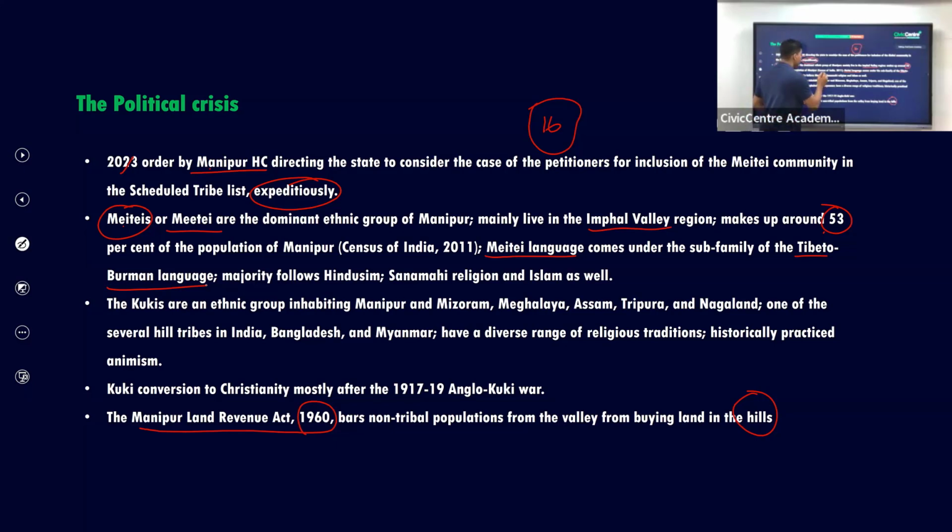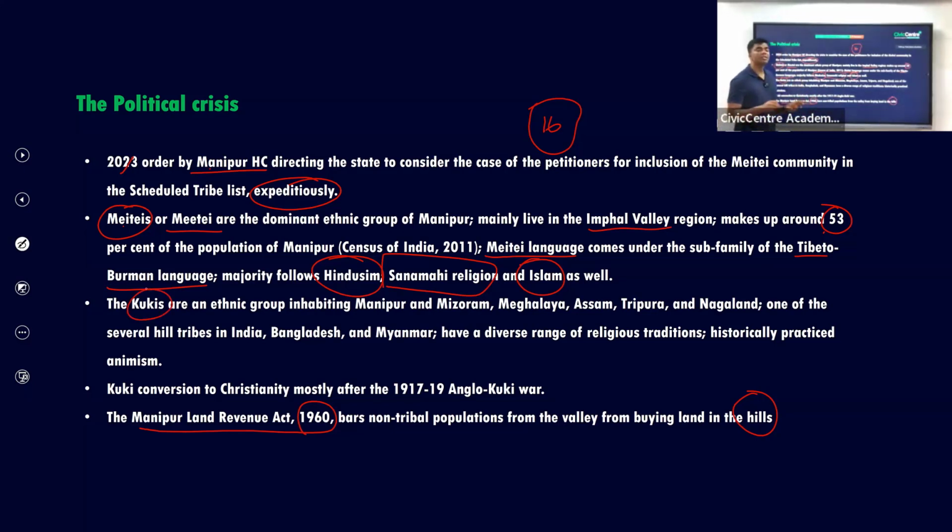The majority of them presently follow Hinduism. We said how Chaitanya Vaishnavism influenced them. Then there is a religion called Sanamahi religion. That is their indigenous Meitei religion. Some people follow Sanamahi religion, their local gods. There are Meiteis who follow Islam as well, because at the time of early invasions from Bengal, many people converted to Islam as well. So all Meiteis are not Hindus. That is a misconception.